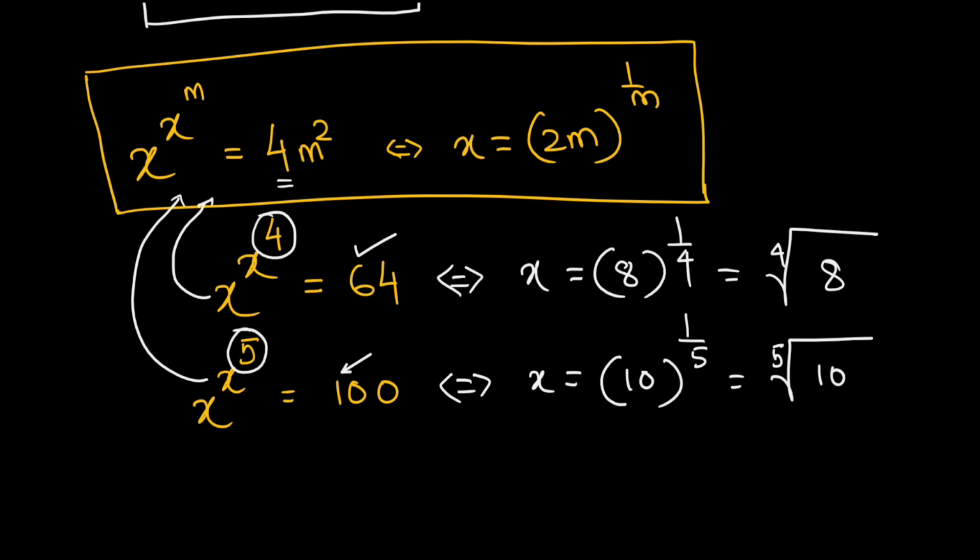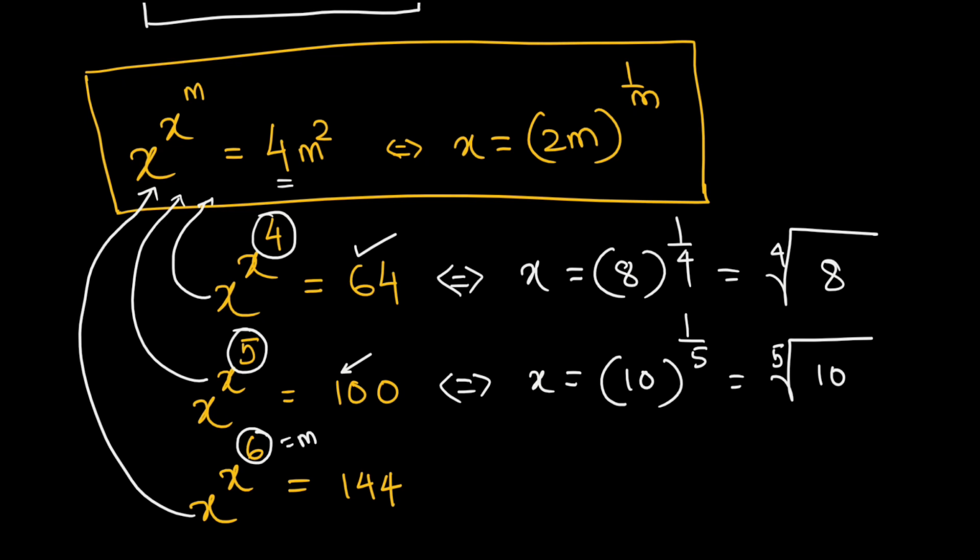Let us solve another question, that is x to the power 6 is equal to 144. Let us try to find out whether this will fall under this pattern or not. This number is 6, that is m. So we need to calculate 4m square, 4 into m square, that is 4 into 36. 4 into 36 is 144. Hence it is falling under this pattern. Hence if you want to find out the value of x, it will be 2m, that is 2 into 6, that is 12, whole to the power 1 by m, that is 1 by 6. So it means it is the 6th root of 12.